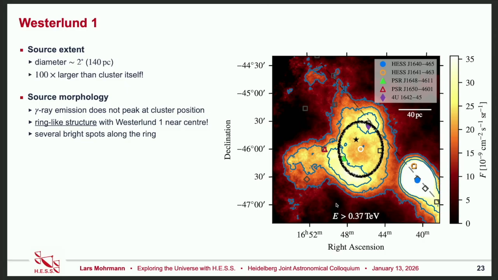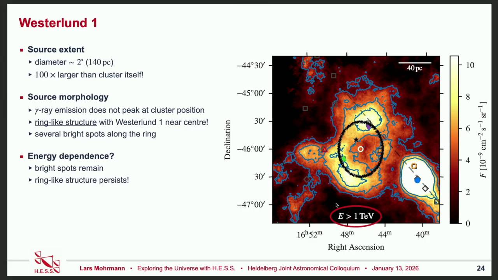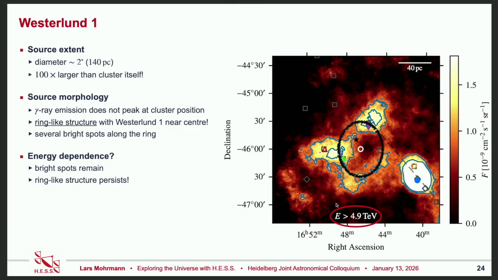It also shows a very interesting spatial structure. In particular, you get something like a ring-like structure that I tried to indicate here, with the star cluster being close to the center of that ring. And so that's very intriguing. We also checked if that looks the same at different energies. So here's another map now above 1 TeV. You can still make out such a ring structure and several bright spots along that ring. And even above 5 TeV, the picture still looks rather similar.